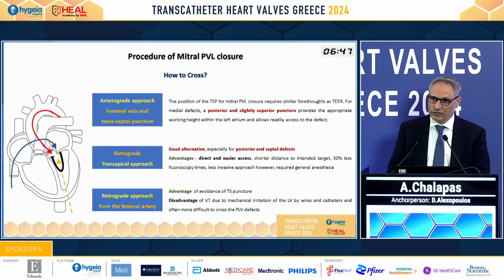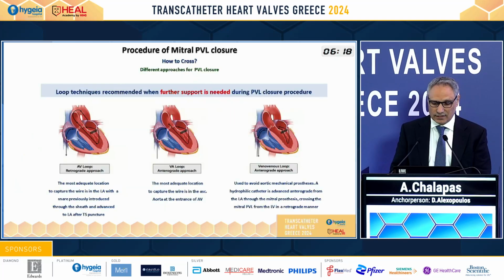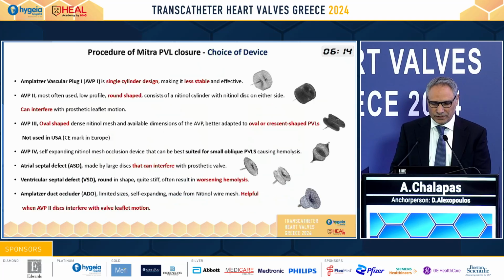In such cases, we have to follow the rules that we follow for the TR procedure, so we have to go posterior and slightly superior in order to have more space inside the left atrium. As an alternative, especially in posterior and septal-oriented defects, we can use the retrograde transapical approach, which gives us direct and easy access. We no longer use the retrograde approach through the femoral artery due to the electrical and hemodynamic instability. Of course, when further support is needed, we can use different loop techniques.